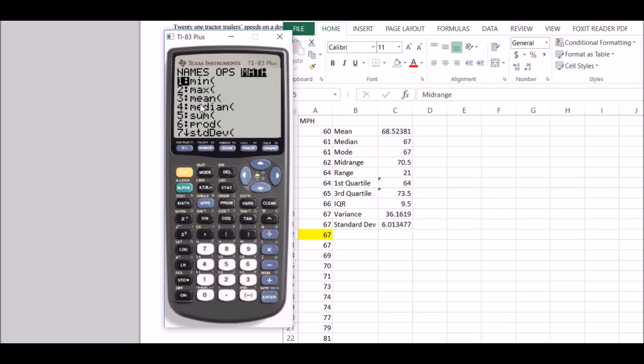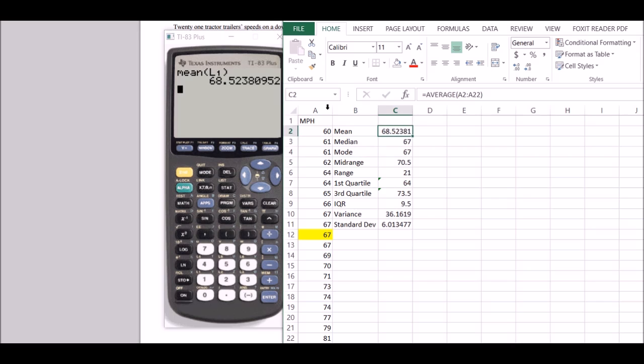So let's take a look here. We want to get the mean, so I click there, and then hit second stat, and we're going to pick L1 because that's where we put the data in. And there we go. If you take a look, it might be rounding a little differently, but it's pretty close. Oh, actually, it is the same. It's just this one rounded here instead of there. This one just took it out a little further.